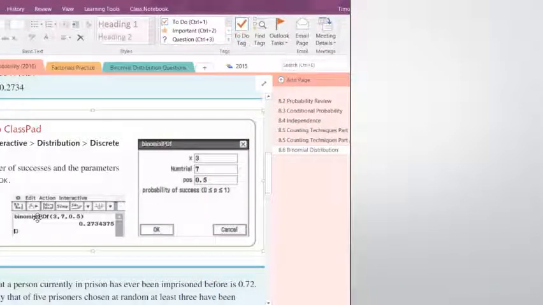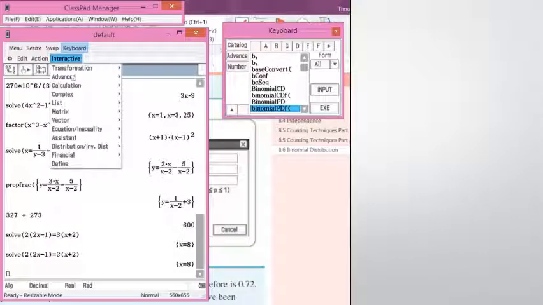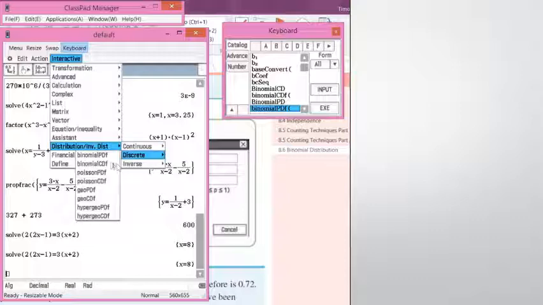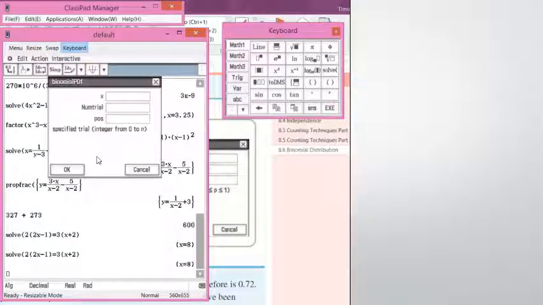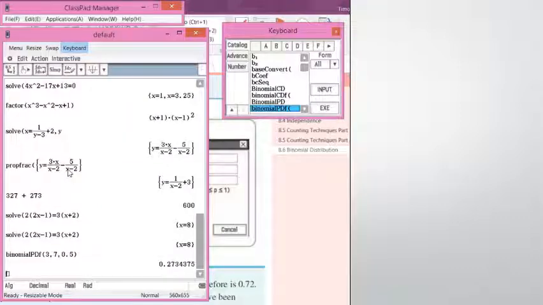What is it? Interactive, distribution, discrete. Wow, what a long list. That one, then there you go. Binomial. So our x is 3, the number of trials, which is a total, is 7, and then the probability is 0.5. There you go. Okay?